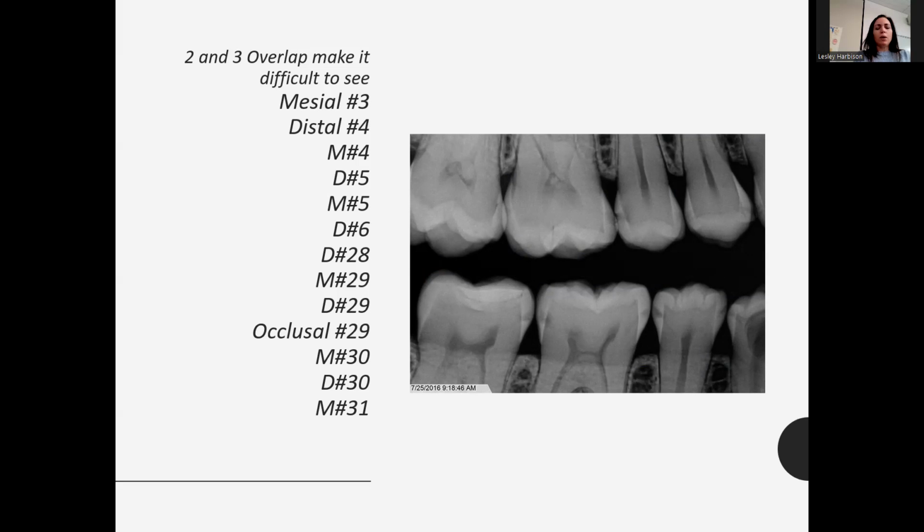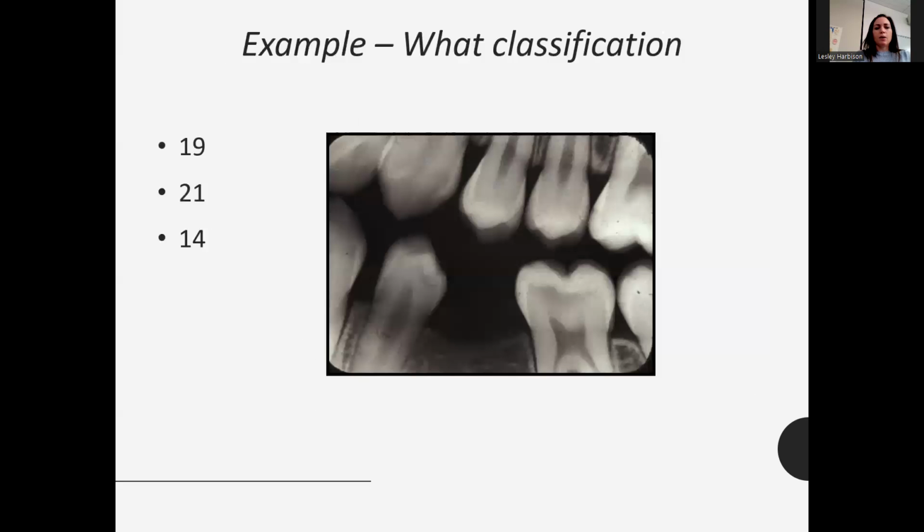Okay. This is going to be weird because I don't know what my thought process was. So this is just kind of like examples. So this is just practice really. So we're just looking at the film and then seeing if we can pick out decay. So on tooth number 19, what do you guys see there? Do you see anything that looks like it could be decay on tooth number 19?